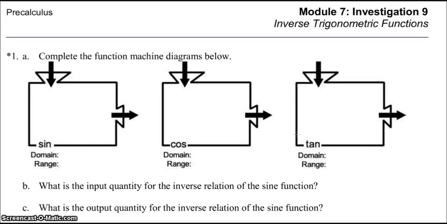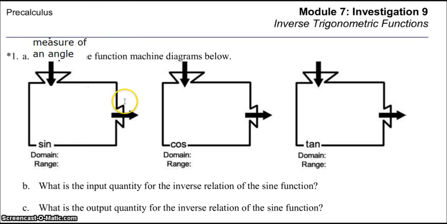Module 7, Investigation 9, Inverse Trigonometric Functions. Complete the function machine diagrams below. So this is like our input. Our input into the function is the measure of an angle. And then over here, what comes out of the function. And really, we should put the measure of an angle outside, oh, here it is coming through.